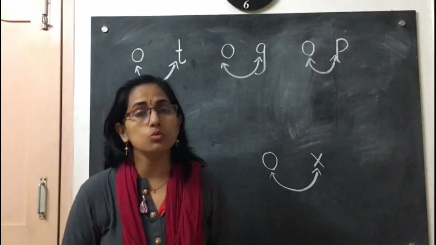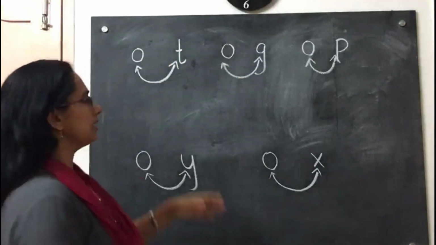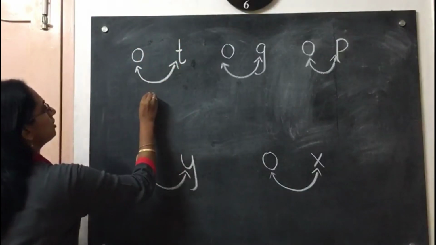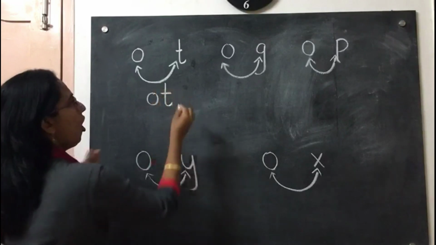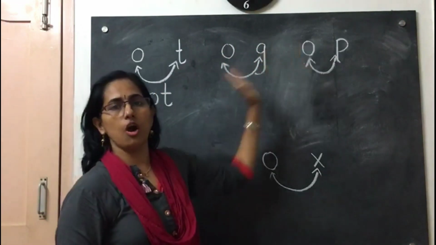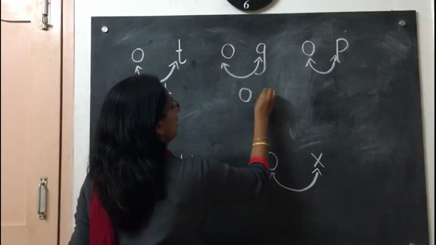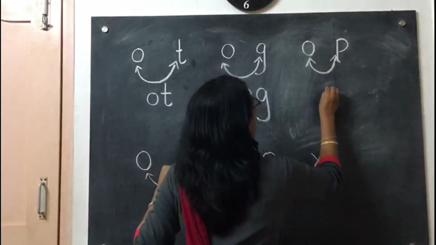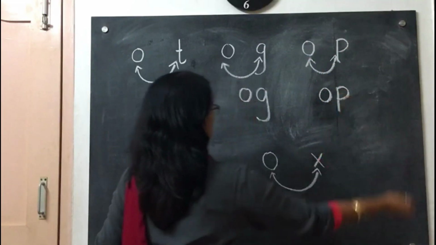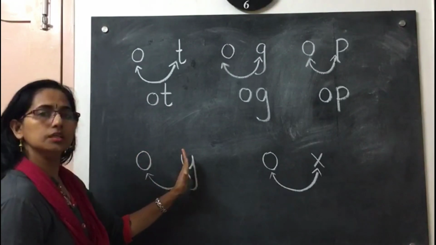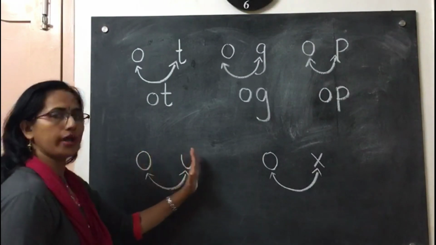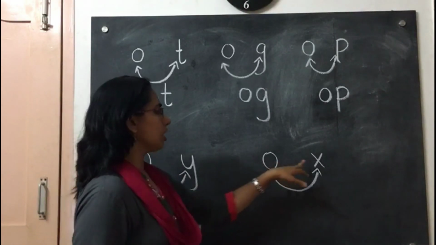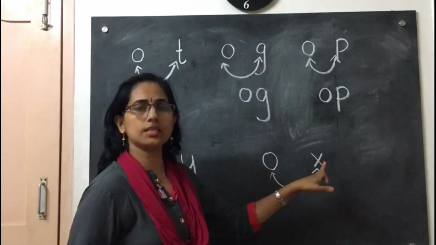Now 3-letter words using the O vowel. Here let's join O, T, ot. Og. Op. Here we have O, Y, oy. O, X, ox.